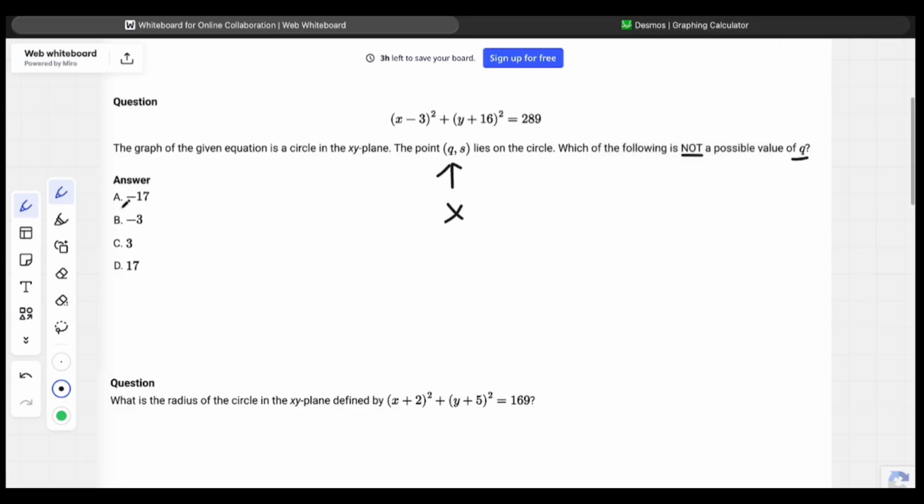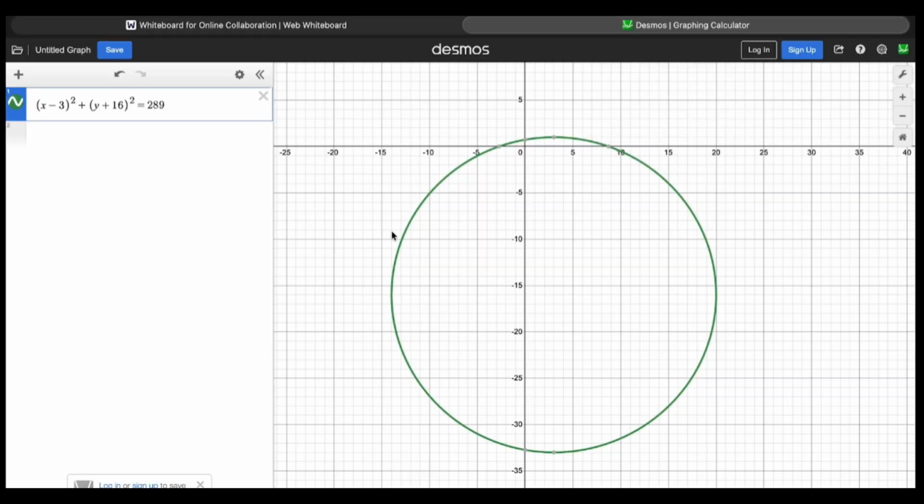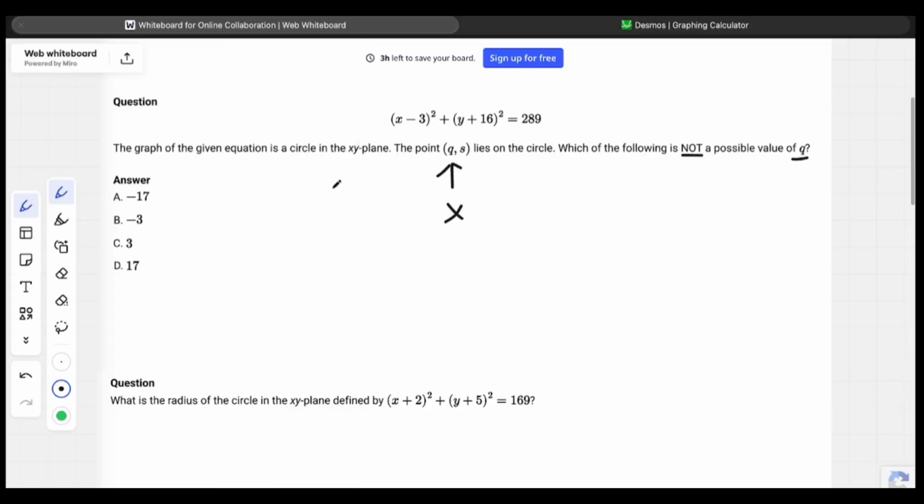Now we are given the answer options of negative 15, negative 17, negative 3, 3, and 17. We can go back to Desmos and plug each one in. So we can start with negative 17. If we just keep looking at the x value, the first number, you can see it stops at negative 14 and starts going back. So that means negative 17 is not on the circle, and that will be our answer for question number 2.